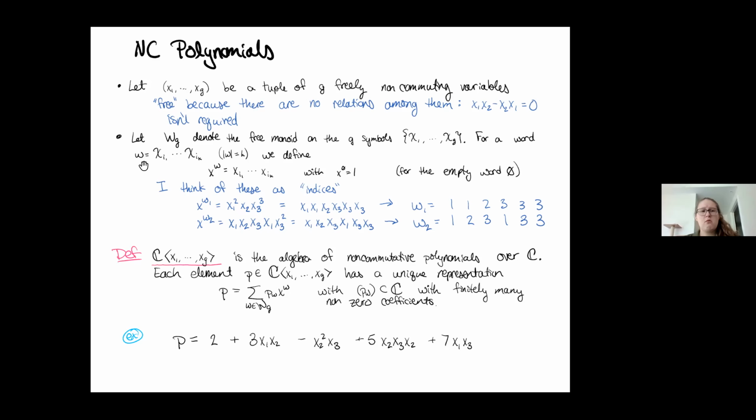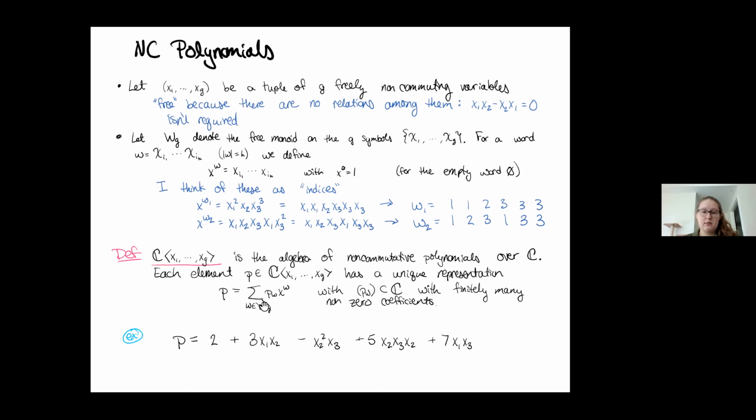So, all right, we have defined our monomials. Now we need to talk about actual polynomials. So I'm going to take C and join our non-commuting variables. We want non-commutative polynomials over C. Each element then can be written out as some coefficient times a monomial.